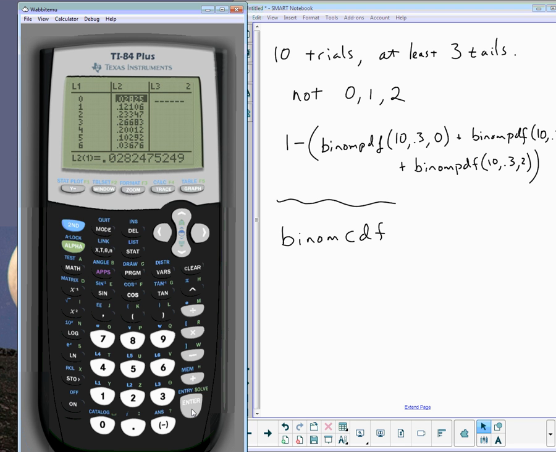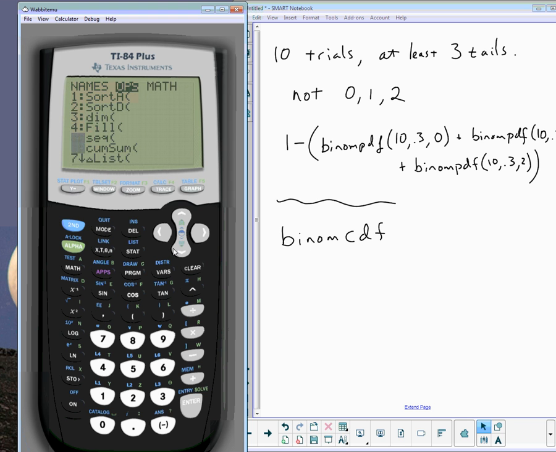And by the way, before I even go into the cumulative density function, there's a nice tool. It's in your lists, in your list command. Take a look at this. Second list, operations, cumulative sum. And I'm going to store it as list 3. So I'll show you what this means.